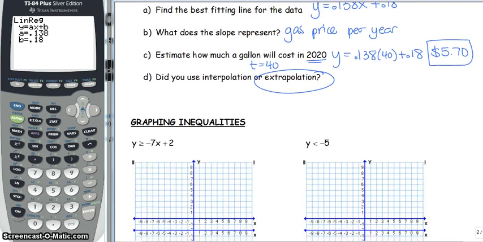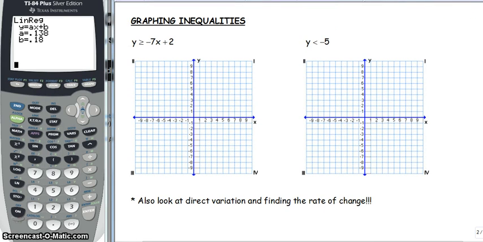And our very last thing is graphing our inequalities. And remember, we're going to graph this just like a regular line. Our y-intercept at 2, our slope of negative 7, which is negative 7 over 1. So we're going down 7, right 1. Or I can go up 7 and left 1. Because I have a greater than or equal to, I'm going to have a solid line connecting those points together.